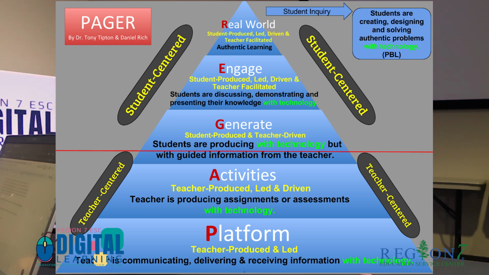There are several levels. It starts off at the platform level, then activities, then generate, then engage, and then real world. Each one of those steps does distinct things. In the PAGER model, the whole idea is that you can look at activities and events you're already doing and evaluate where they currently are. Is it teacher-centered? Is it student-centered? Using that framework, you can take the same event, lesson, or module, and raise it to the level of student-centered by making adjustments and tweaks. So it provides that framework.